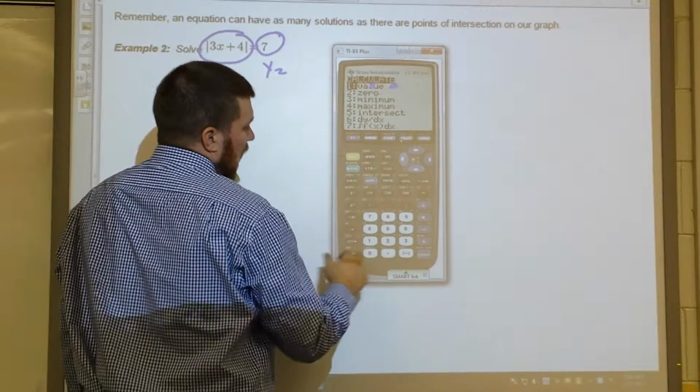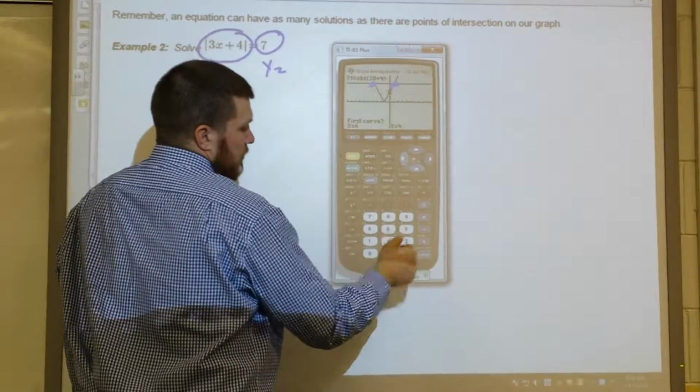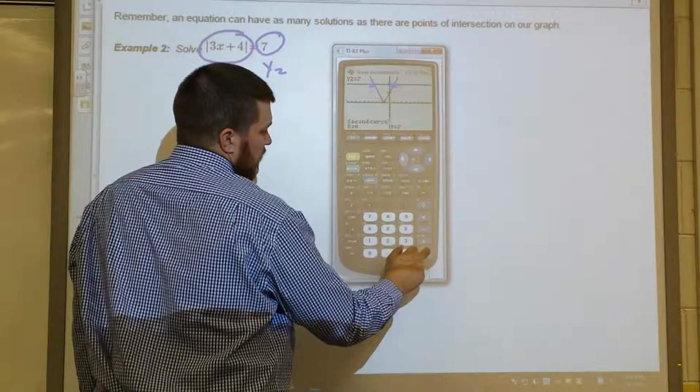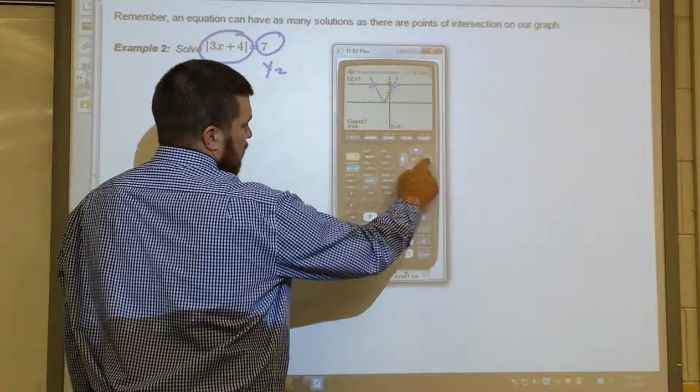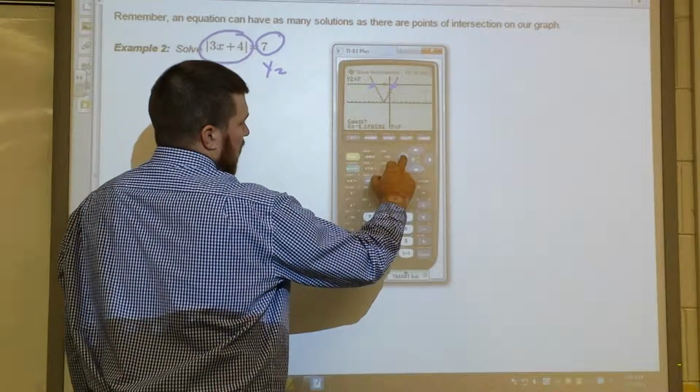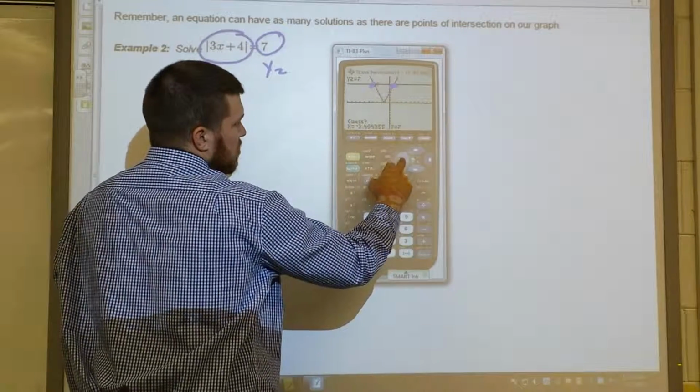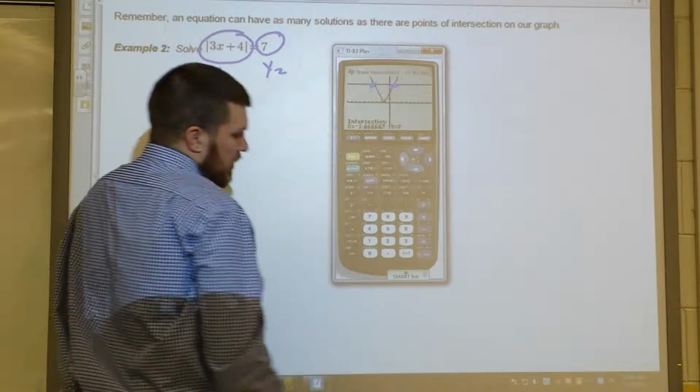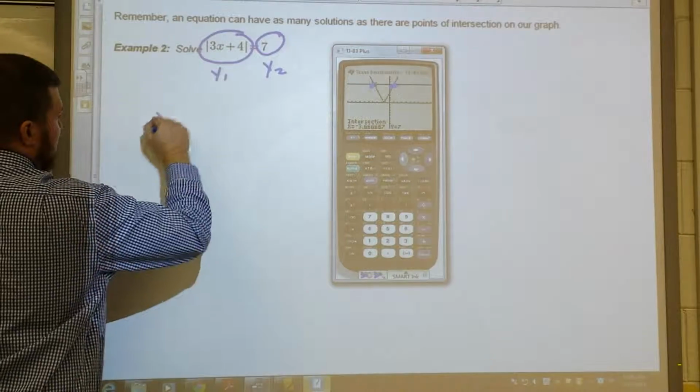Second calc, option 5 for intersection. First curve, you just hit enter. Second curve, you just hit enter. And then guess. Again, I move my left and right arrow keys to move my cursor. I like to find the point of intersection on the left first. So once I'm there, I get x equals negative 3.67 if I round.